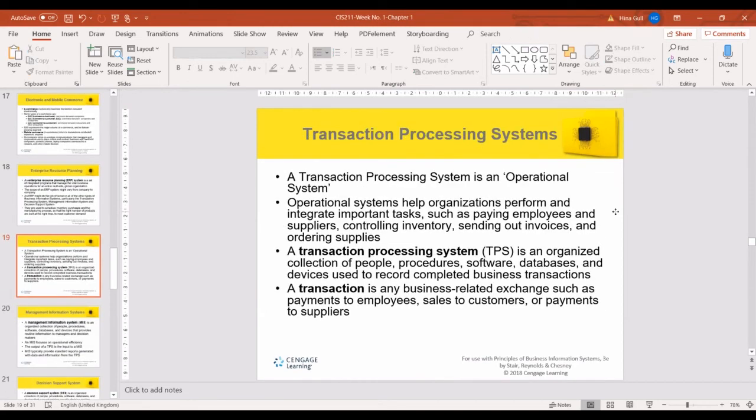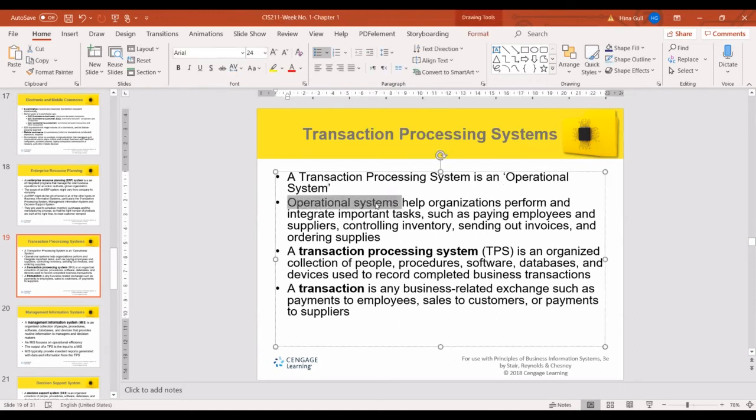So one of the systems is the transaction processing system. Transaction processing system is an operational system. Operational systems help organizations perform and integrate important tasks such as paying employees and suppliers, controlling inventory, sending out invoices, and ordering supplies. So this is one system.